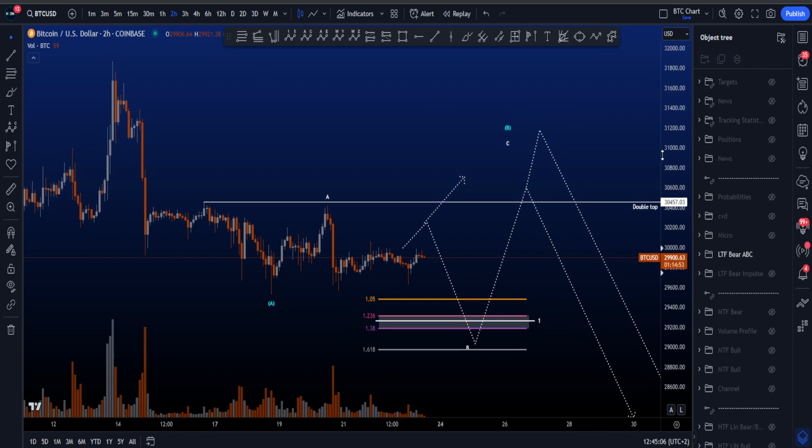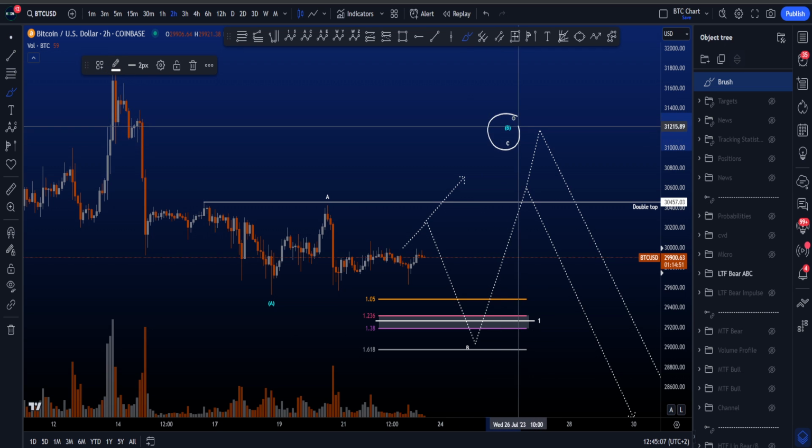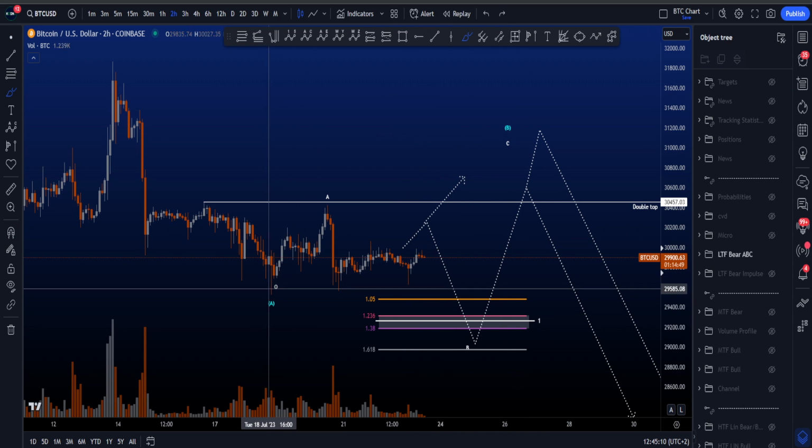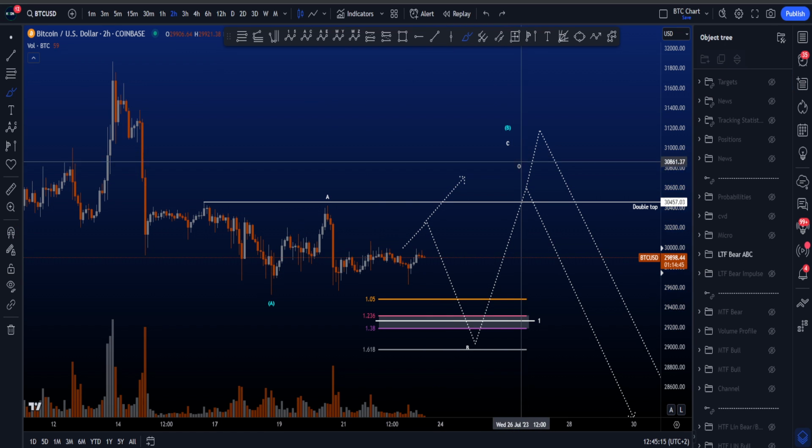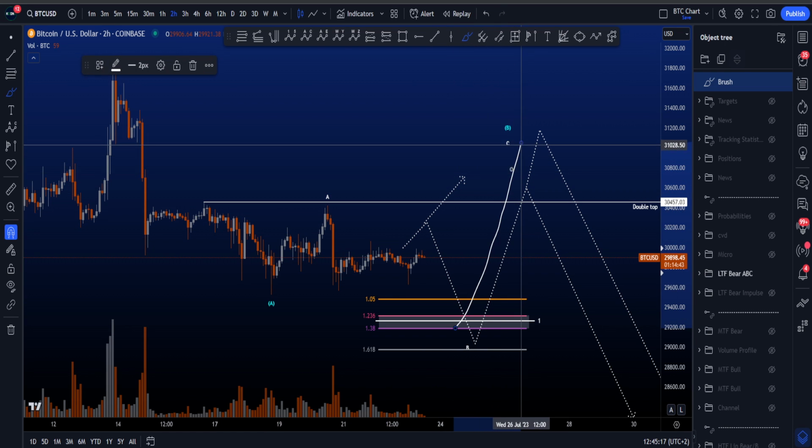In this scenario, we are then looking for an expanding flat in a wave B, which is a 3-wave structure, and then a 3-wave A, 3-wave B, before then a wave C towards the upside, which is an impulsive move to the upside.